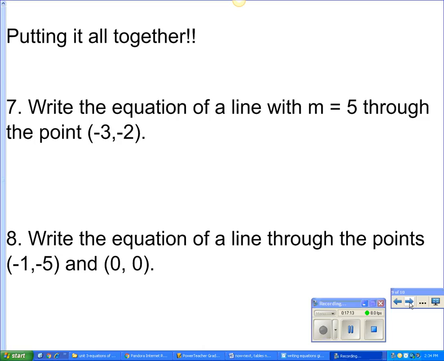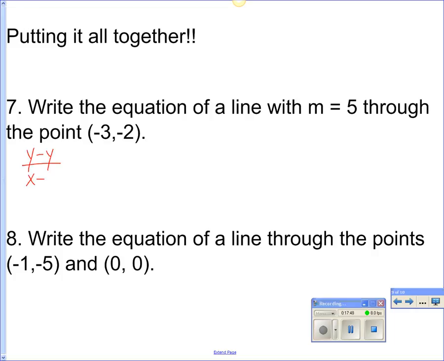Okay. All right. These last two say putting it all together. What is the difference between 7 and 8 up on the board? What's the difference between those two? 7 gives you M. Does 8 give you M? No. So the only difference is number 7 has less work. Number 7, do I do y minus y over x minus x? No. Do I have 2 y's anywhere? No, I can't even do that.